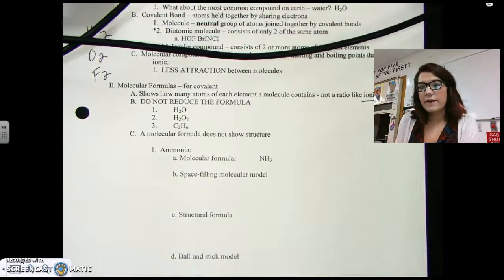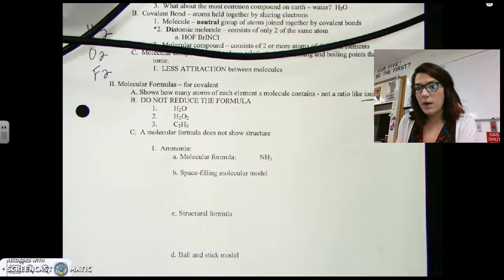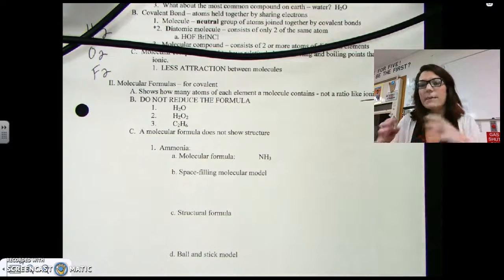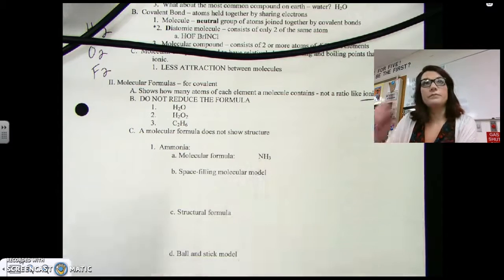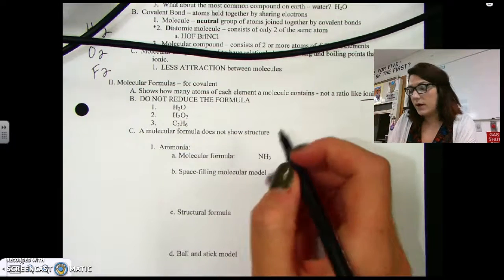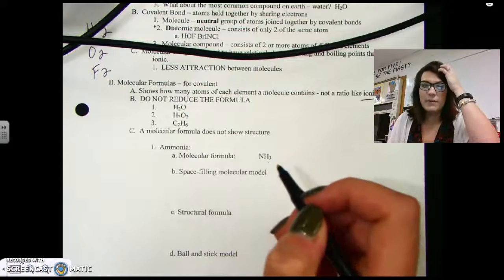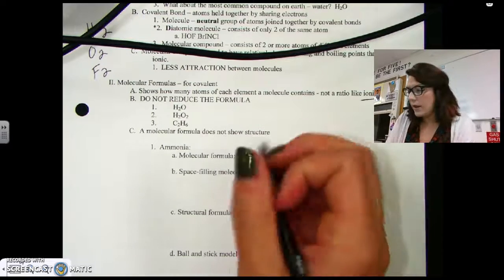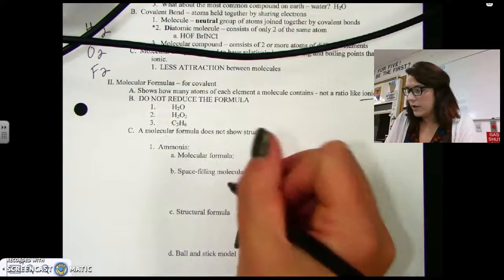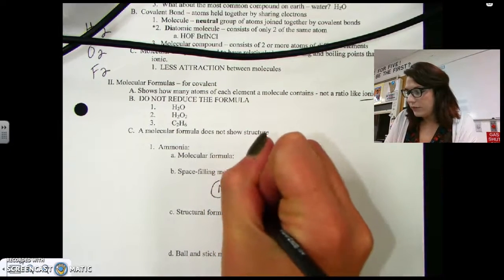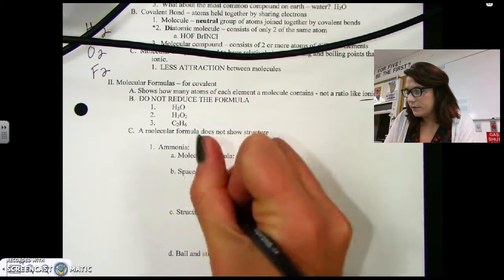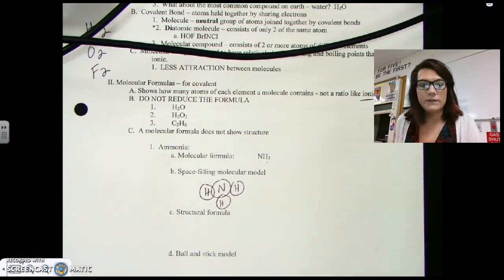Okay, we also can have this thing called a space-filling model, which shows us how much space each atom is going to take up, right? So if you remember, hydrogen's the smallest atom on the periodic table, okay? So nitrogen's going to be big compared to hydrogen, okay? So we're going to have a nitrogen with 3 hydrogens attached, okay? And that's kind of going to be our space-filling model.